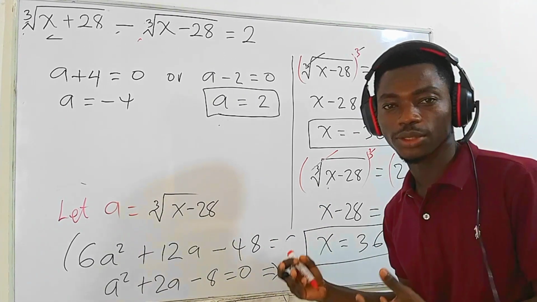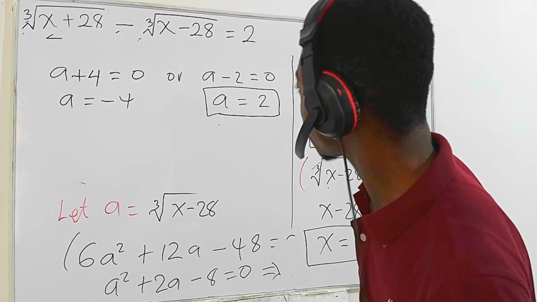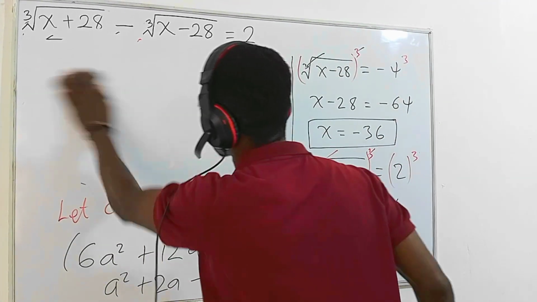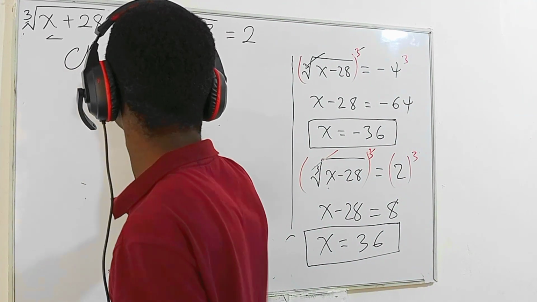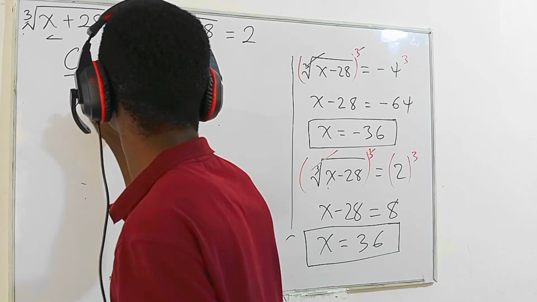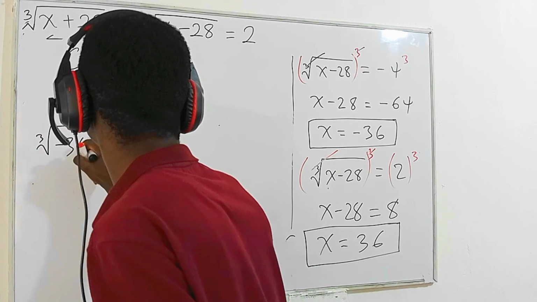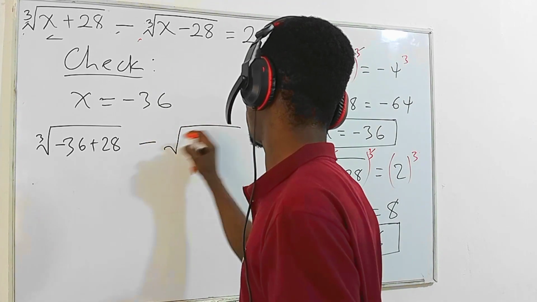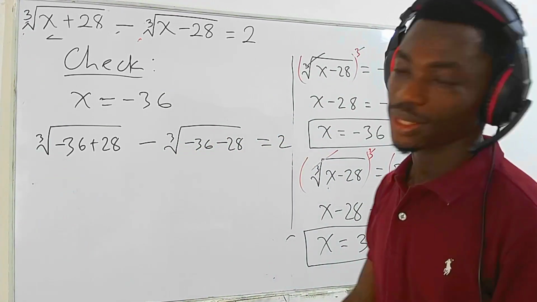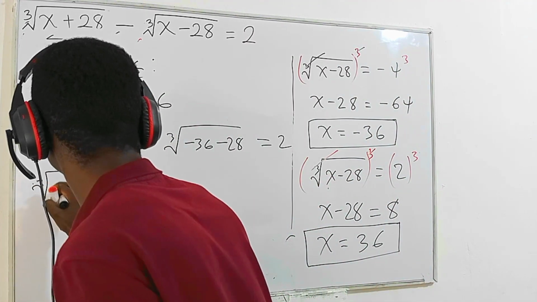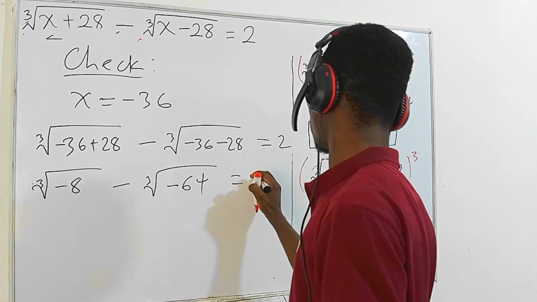But when it comes to radical equations, if you find two answers, don't just go. Test and see, because sometimes one of them doesn't work. So let's figure out. In fact, I will just test the negative side first. And if it works, then that means that the positive one will definitely work. So let's test and see. So we say check. Now, when x is equal to -36, we're going to have cube root of -36 plus 28, then minus cube root of -36 minus 28. And this must be 2. Great. So we have cube root of this will give us -8, then minus cube root of this will be -64. And of course, this must be 2.